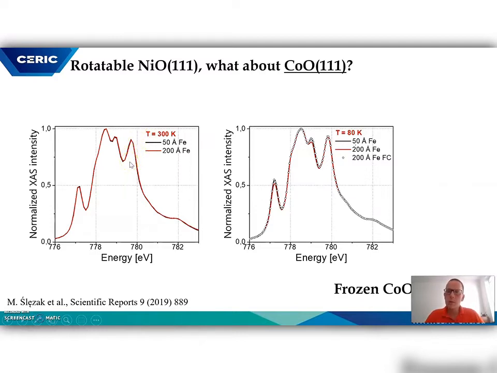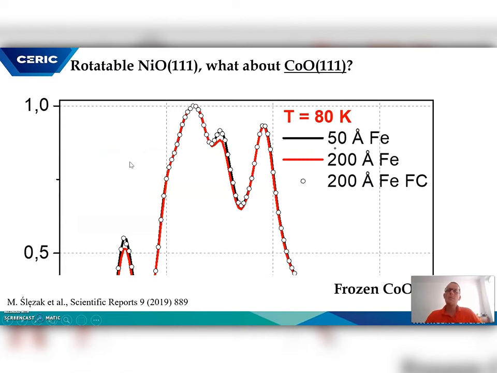When we cool down the system, it's better to magnify these plots because our XMLD effect is small, and you see at low temperature black and red are significantly different, so we have a small but significant XMLD effect. From that, again, we can conclude that the spin orientation transition in iron also induces a spin orientation transition in neighboring cobalt oxide.